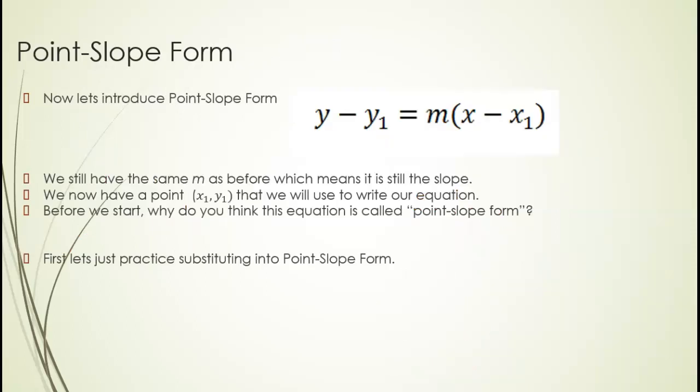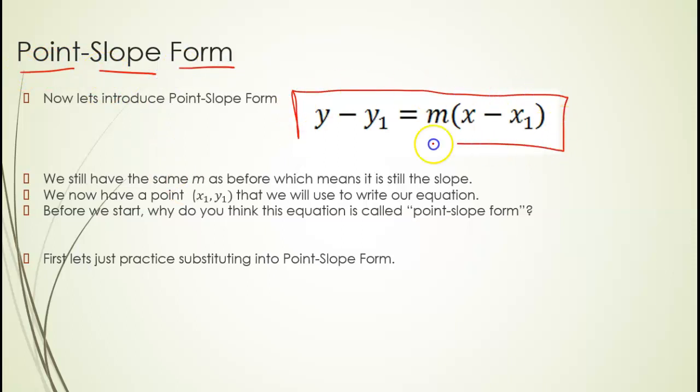All right, let's get into the new stuff. Today we're going to learn about something called point-slope form. Point-slope form looks like this. There are pieces here that you should recognize. Notice that we still have an x and a y in our equation. We still have a slope that's in front of the x, but we have this new x1 and y1. x1 and y1 represent some point.